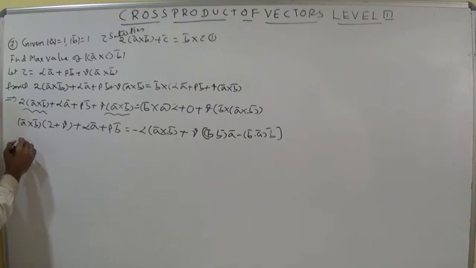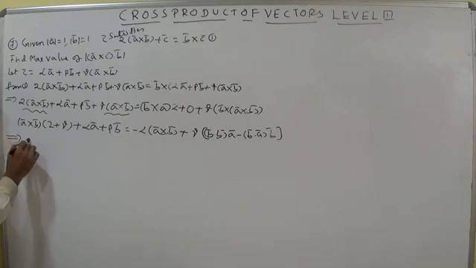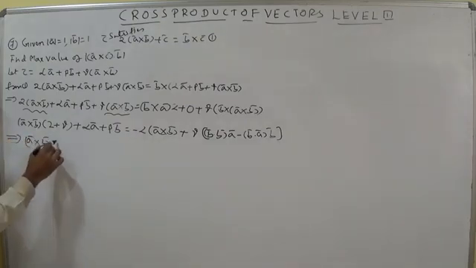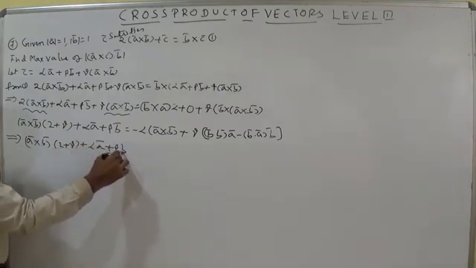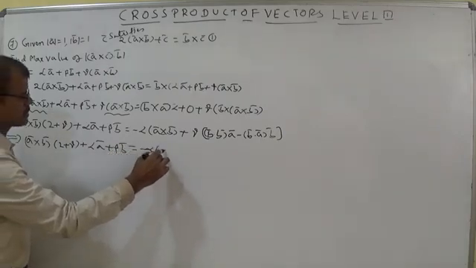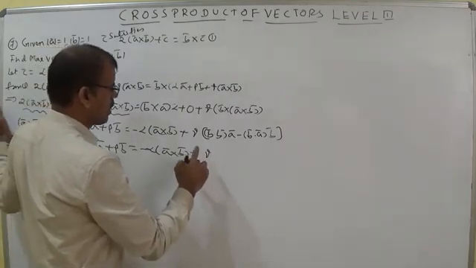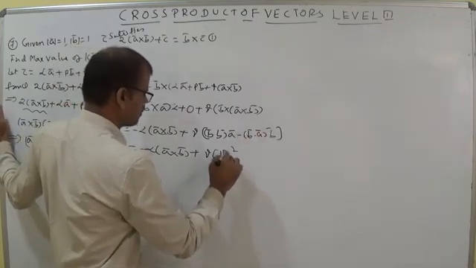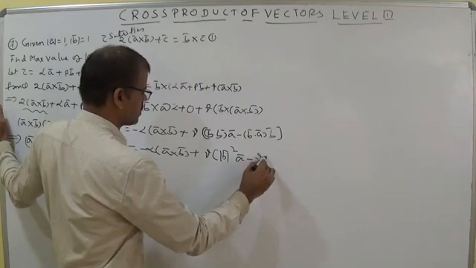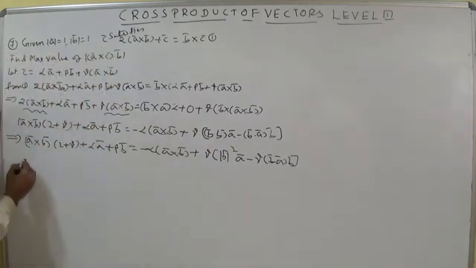That implies, now you can write here mod B square, it is 1. Next step. A bar cross B bar into 2 plus gamma plus alpha A bar plus beta B bar is equal to minus of A bar cross B bar plus, now we can write here gamma into mod B square, B bar dot B bar becomes mod B square, into A bar minus gamma into B bar dot A bar into B. It will multiply. Okay. Now we can write here comparing vectors both sides.